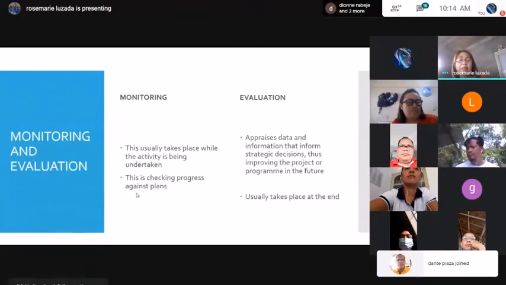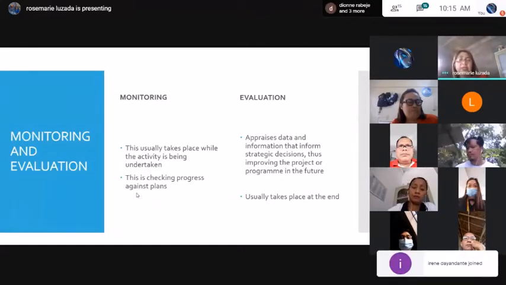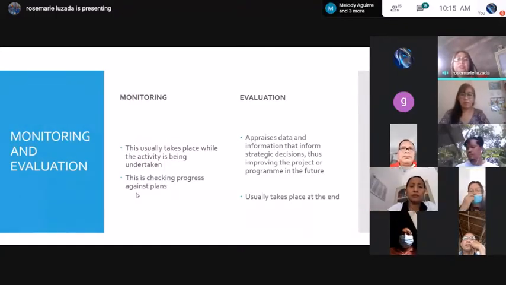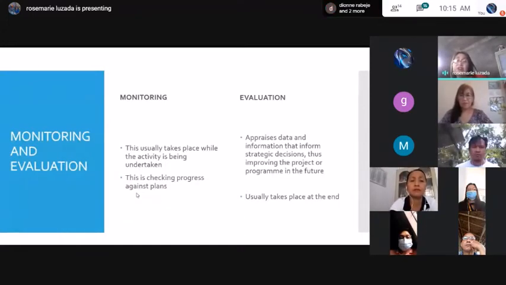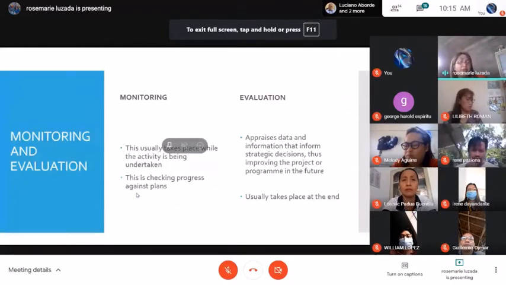What is our plan? We conducted, for example, NSET to enable our teachers, to capacitate them to improve their teaching competency. So we need to check whether there is an improvement on their part against the plans we had. Then for evaluation, we have to appraise data. There is a need to appraise the data and the information so that we can make the right decisions. And this will help us improve the project or program in the future.